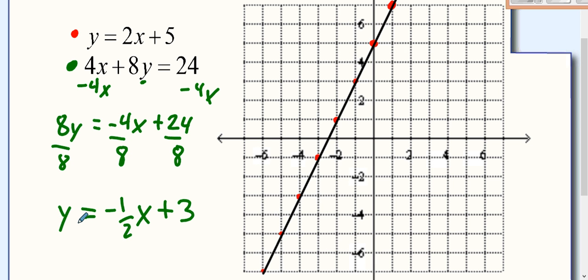So now we can graph this green equation. We're going to start at the 3. That's our y-intercept. And then we're going to use the slope, negative 1 over 2, to go down 1 over 2, down 1 over 2. You can continue it the other way. And now clearly you can see that these are not parallel.